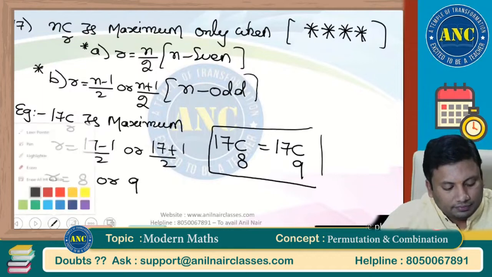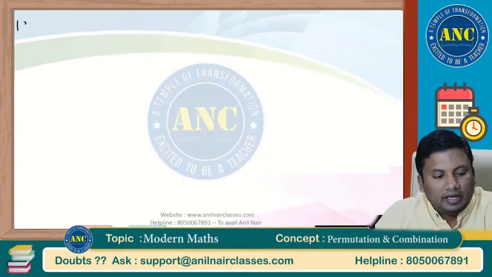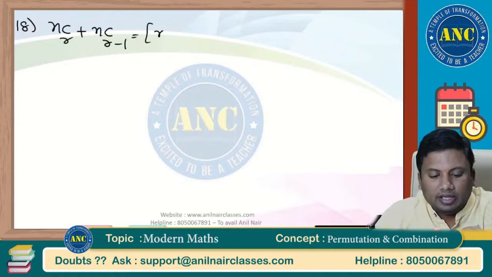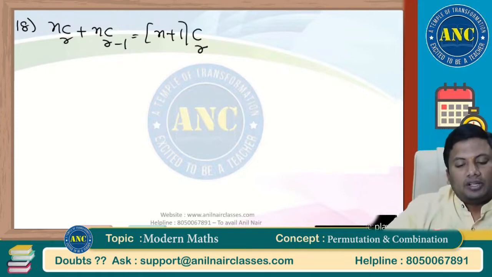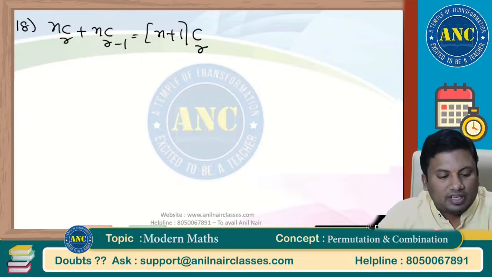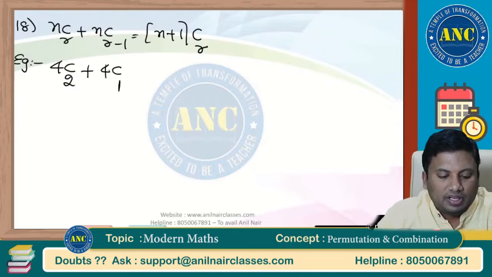Another last property: nCr plus nCr minus 1 is nothing but n plus 1 Cr. Very, very important property.